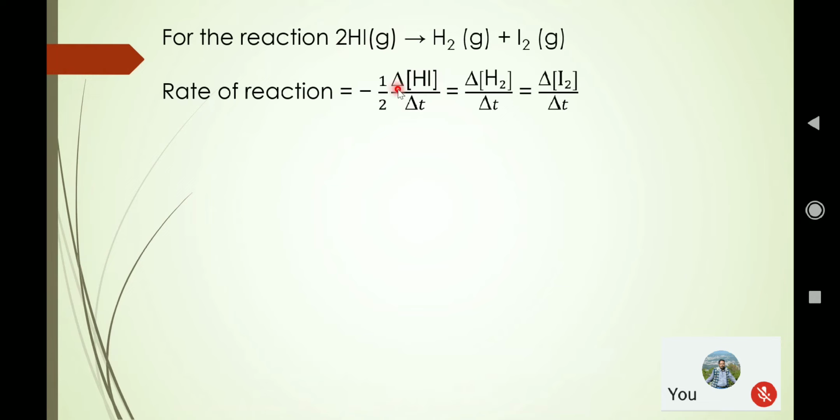So per mole change of concentration of the reactant HI, to calculate that, we have to divide this value by 2, this mole number. The per mole formation of the product hydrogen is written as delta concentration of H2 by delta T, and similarly for the formation of I2 it can be calculated.